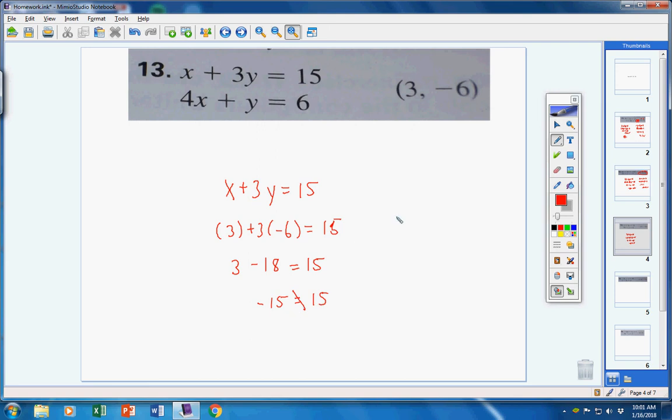So we can stop right now. There is no need to test this ordered pair in the second equation. If it fails in one, we know right away it is not a solution. So (3, negative 6) is not the solution to this linear system. Alright, moving on to number 14.